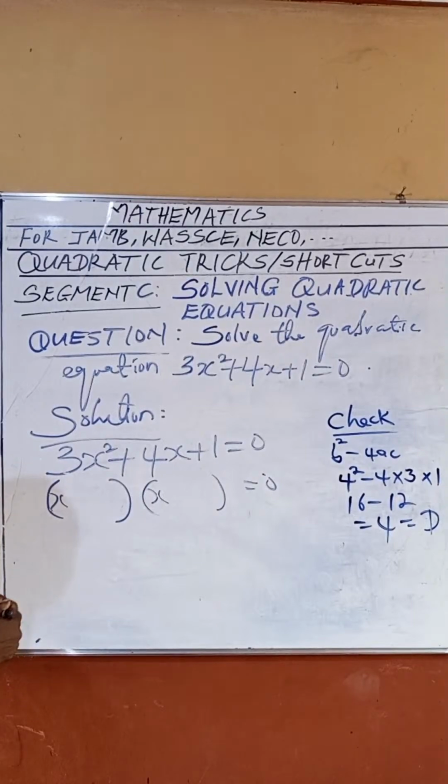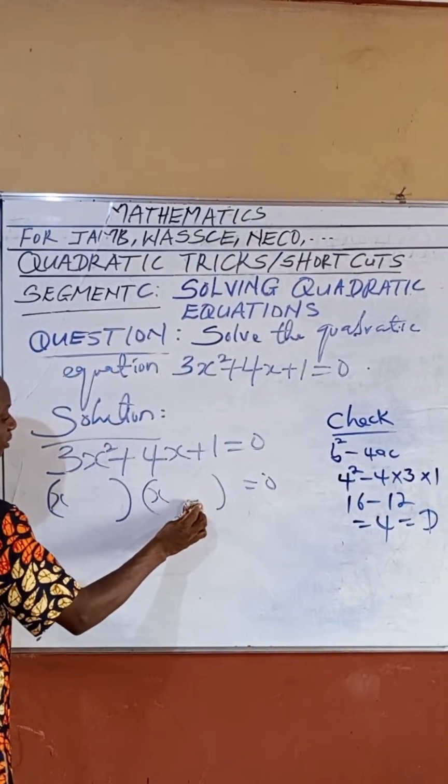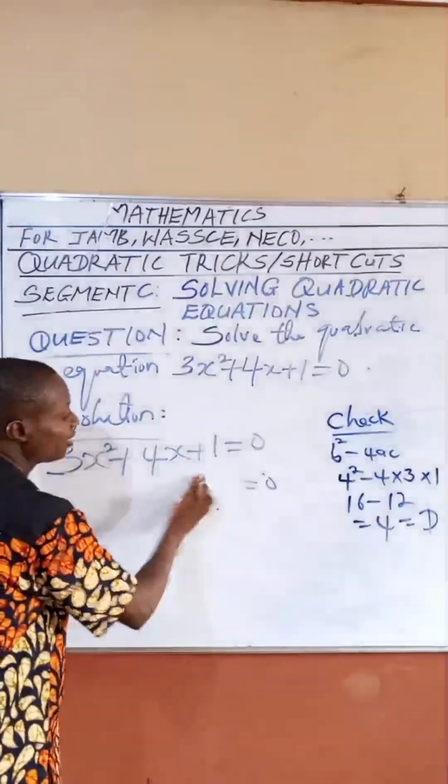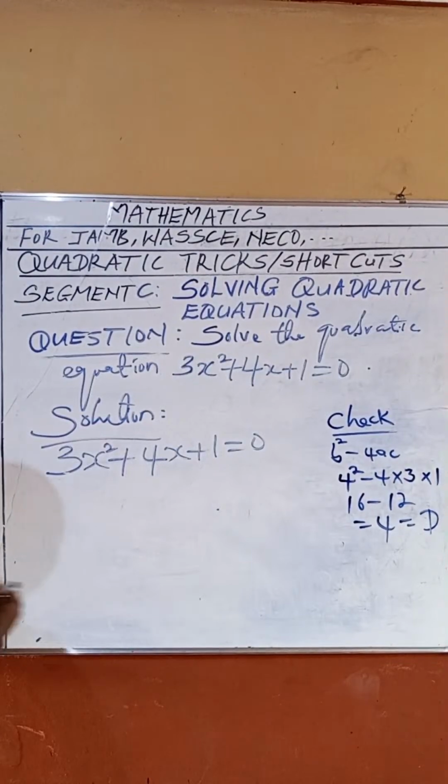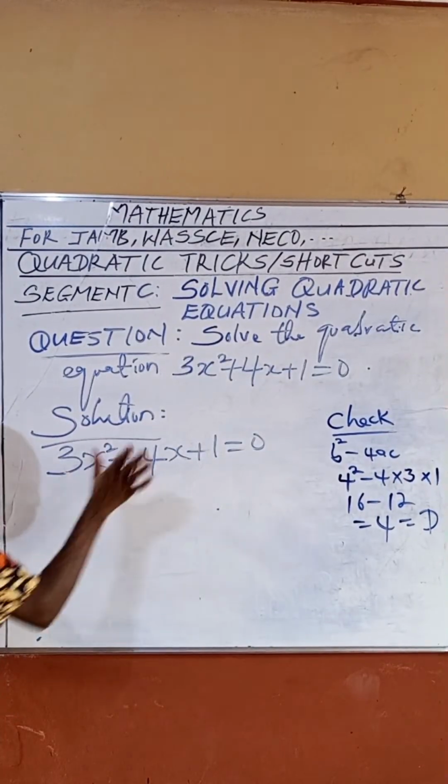Without wasting time, use the method I used before. What method did I use before? I hope we still understood that method. This was the method I used before. We can go ahead and use that method, but I don't want us to waste our time.